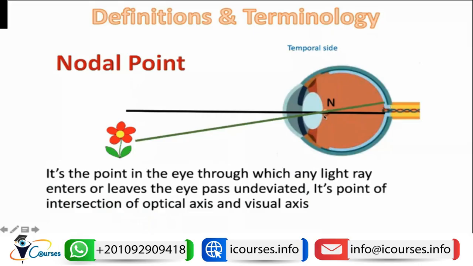So what is the nodal point? It is the point which is located near the posterior surface of the lens. This is the point of intersection between the visual axis and optical axis, and any light passing through this nodal point will pass undeviated.